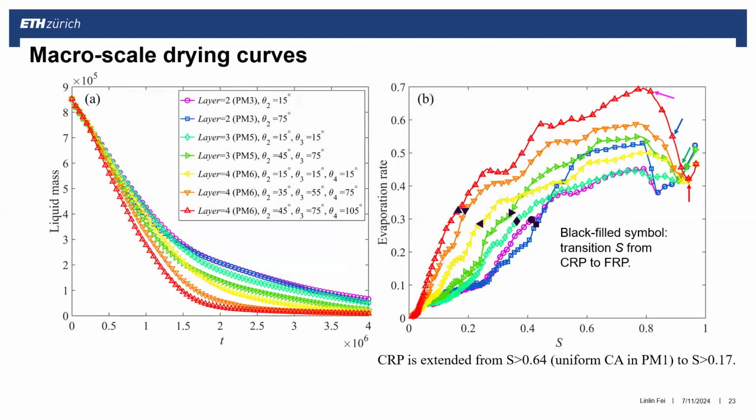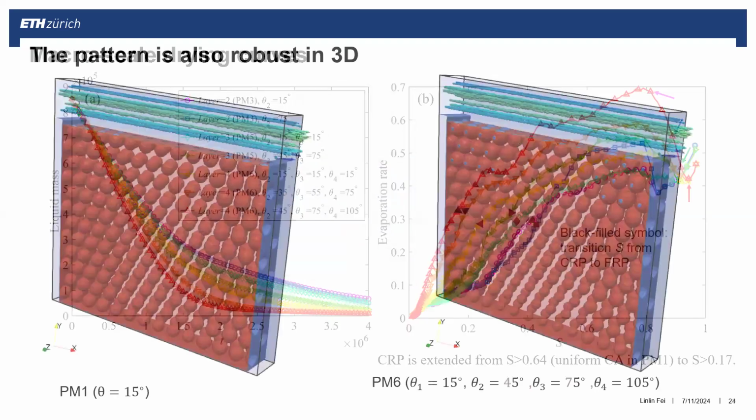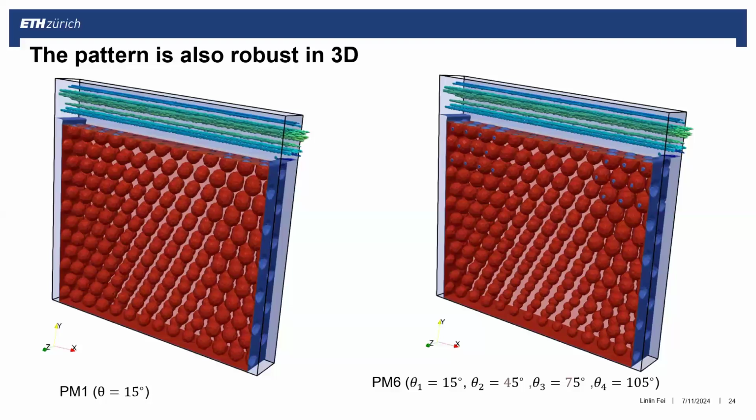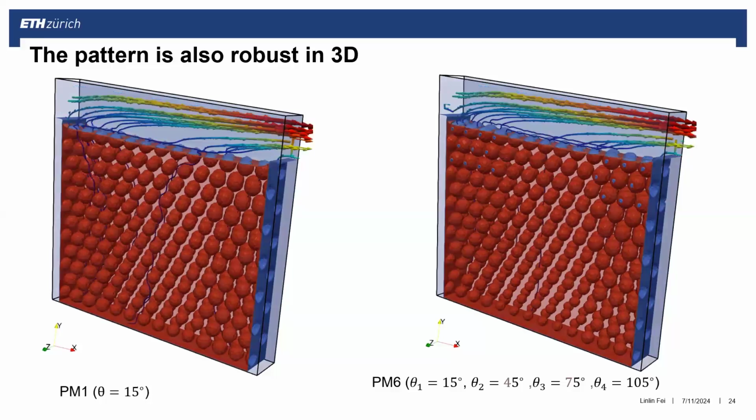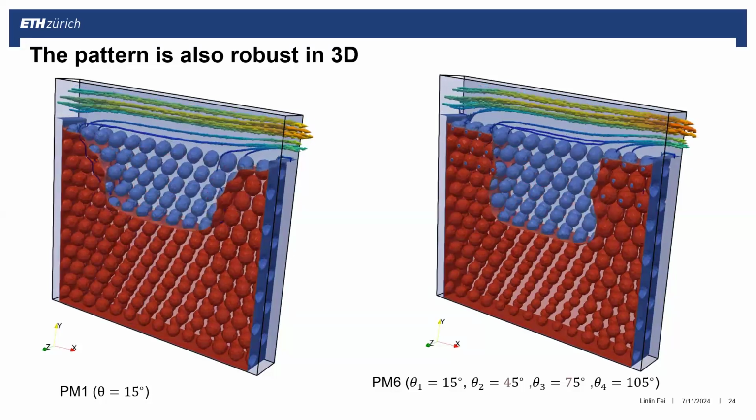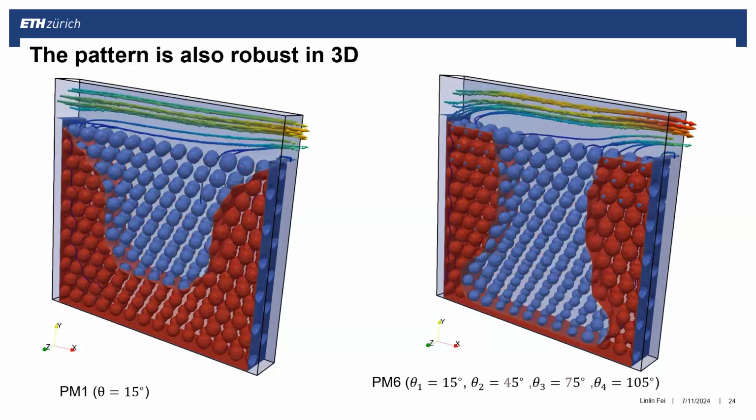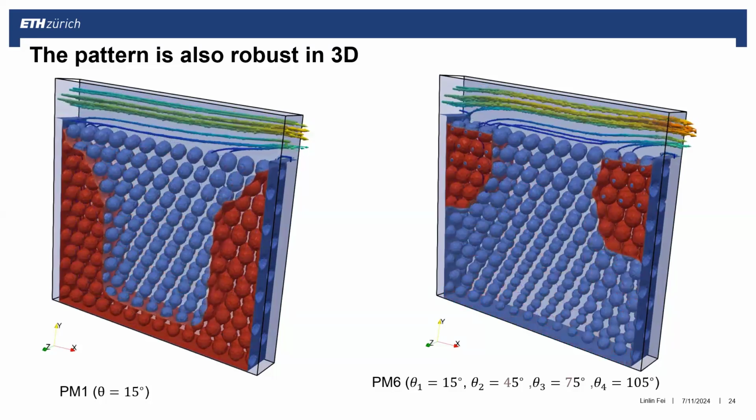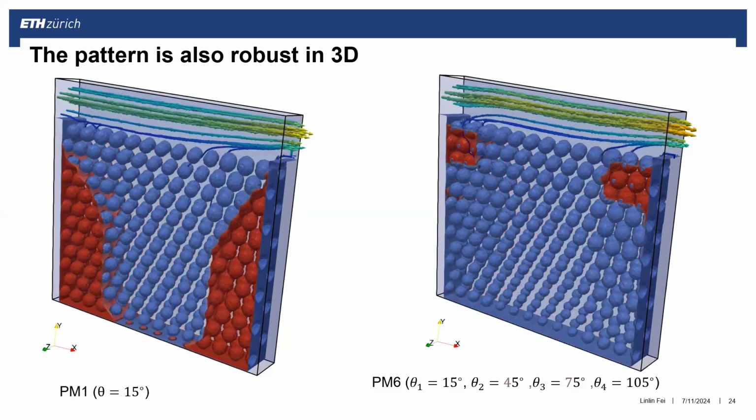This is very interesting. And we have also done 3D simulations as compared here. The left-hand side is the reference case with uniform contact angle and uniform pore size. Right-hand side is the optimized case. We have increase in pore size and increased contact angle. As you can see, the right-hand side case is much faster than the left-hand side case.